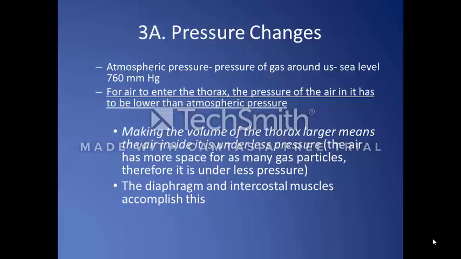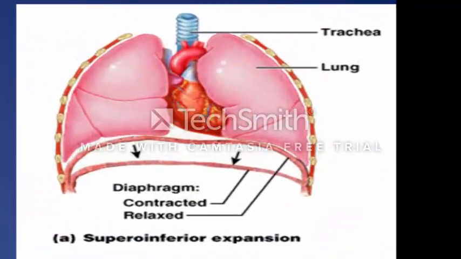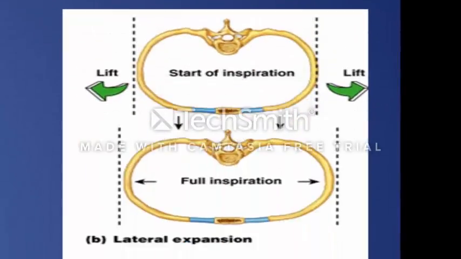Movement of the diaphragm and the intercostal muscles help to accomplish this. During inspiration, the dome-shaped diaphragm, which sits at the base of the lungs, flattens as it contracts. This increases the height of the thoracic cavity. The external intercostal muscles contract to raise the ribs, and this increases the circumference of the thoracic cavity.